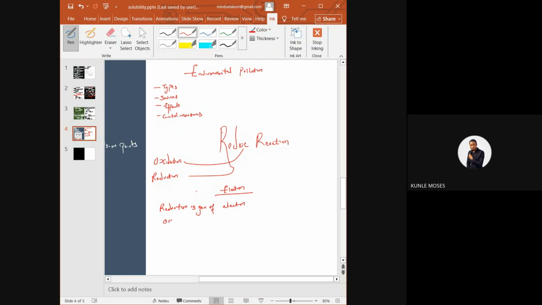While oxidation is loss of electron. So there's an application they gave us when we were in secondary school, and it is OIL RIG. So once you remember this, it simply means oxidation is loss of electron, while reduction is gain of electron. Do you get the logic?